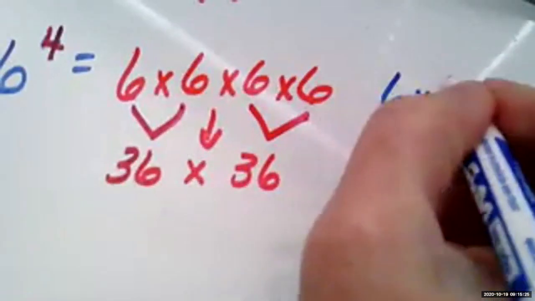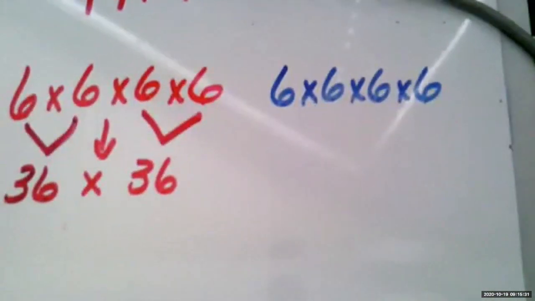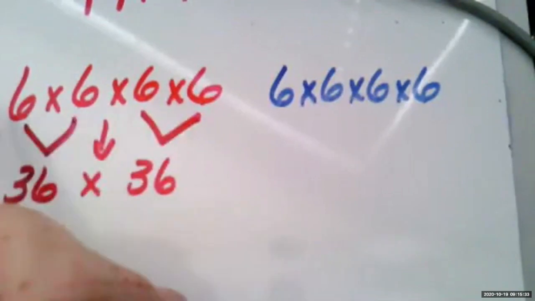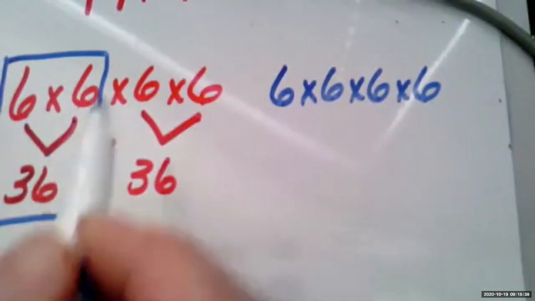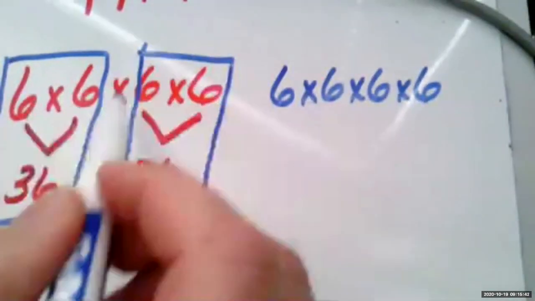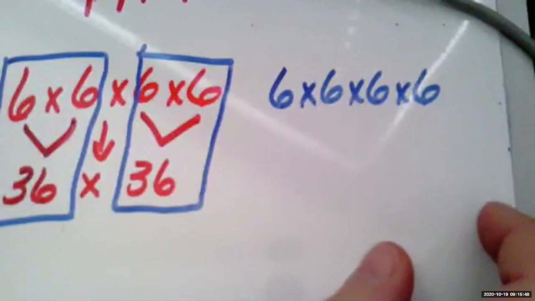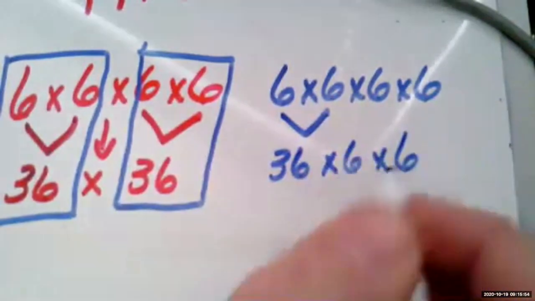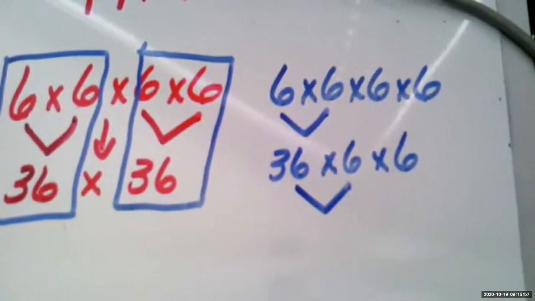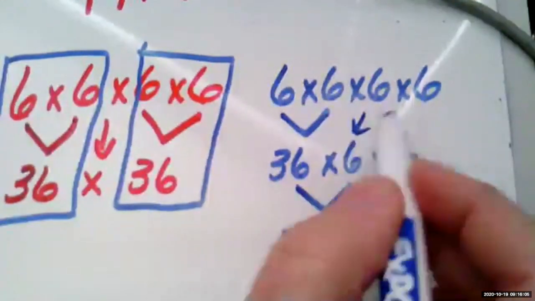Some people like to do it this way, 6 times 6 times 6 times 6, and you can solve it. I like shortcuts. I like to chunk my numbers together where I can combine them. I know these first 2 6s equals 36, and these next 2 6s equals 36, but this multiplication in the middle still needs to come down. You may choose to just do this. 6 times 6 is 36, and you still have times 6 and times 6. And 36 times 6 is 216, but you still have this times 6 to come down.